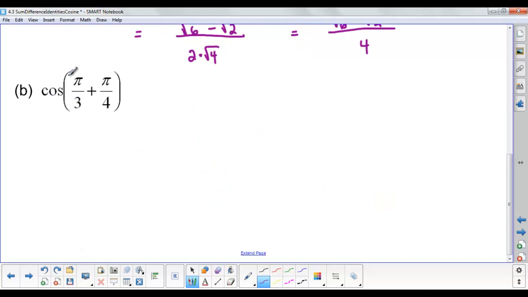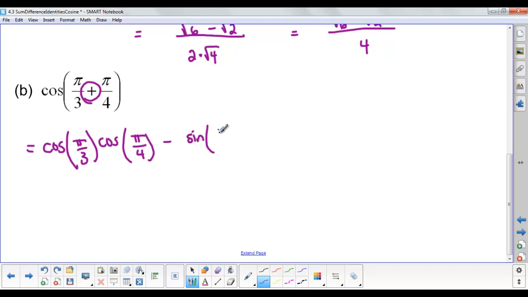I notice here I have cos of some argument where there's two terms, but this time there is a sum. So we'll use the sum identity for cosine. So cos the first term times cos the second term. And because this is a plus sign, we do the opposite for the cosine identities. And I'll put a minus there. So we'll end up with sine the first and then sine the second.